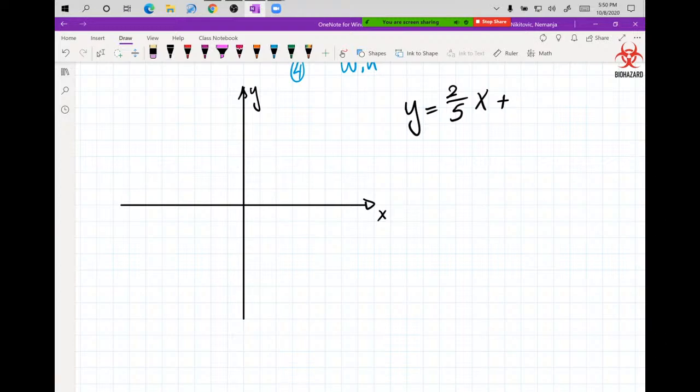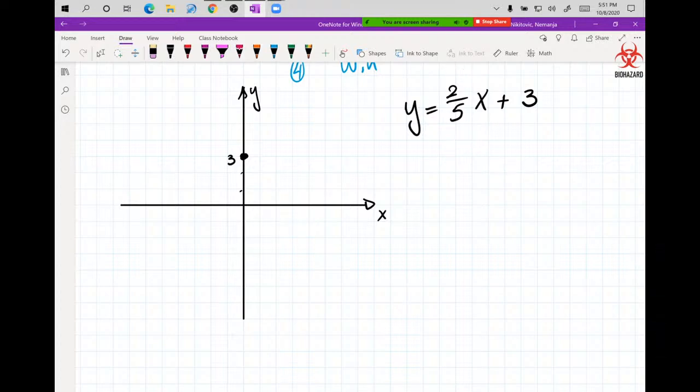Or let's do 3, so we have all numbers different. So y = 2/5 x + 3. As I said, step number 1 is always you have the y-intercept clearly visible. So 1, 2, 3 is our start point. Then your job is to start at that point and count the slope.